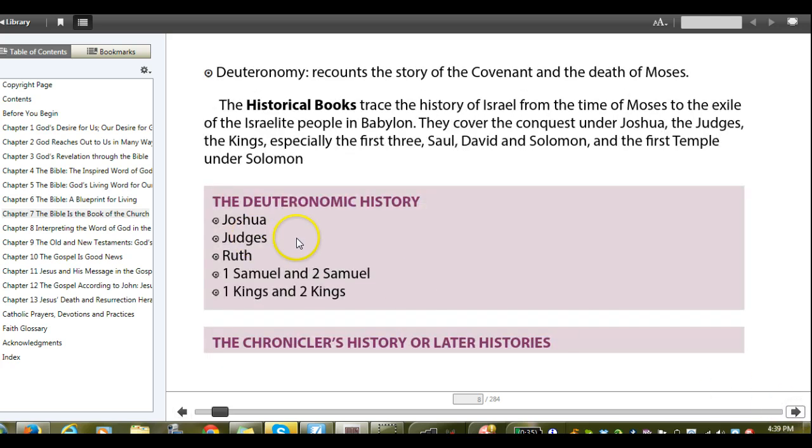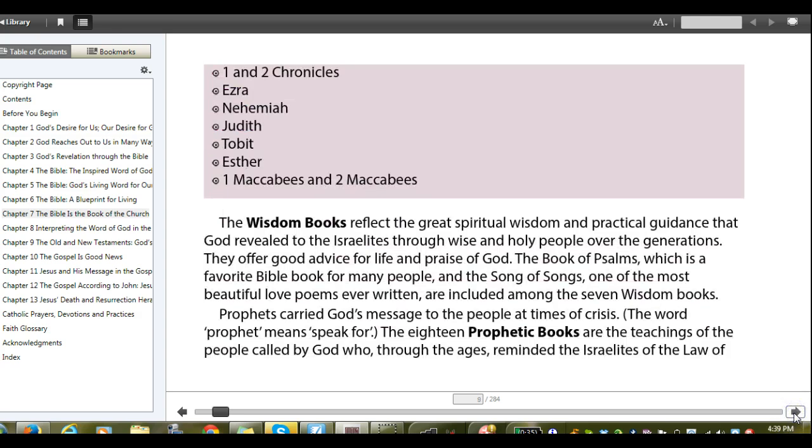Then it breaks it down even more. Just be a little aware. You do not need to memorize this. Just understand the different things that are found in each of the sections of the Old Testament. And then this goes on and talks about it, so please take time to read all of this.